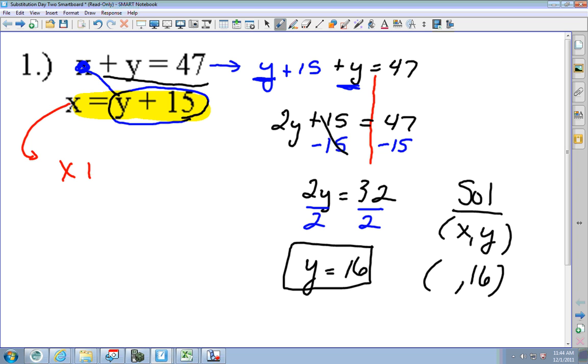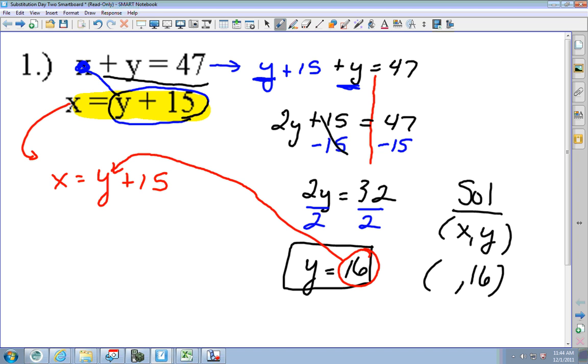I've got x equals y plus 15. Going a little fast here. All I did was rewrite the equation. We found y to be 16, so I'm going to put that in here for y. So I have x equals 16 plus 15, and 16 plus 15 is 31. My solution is 31, 16. It's where the two lines intersect, and it's at that ordered pair.